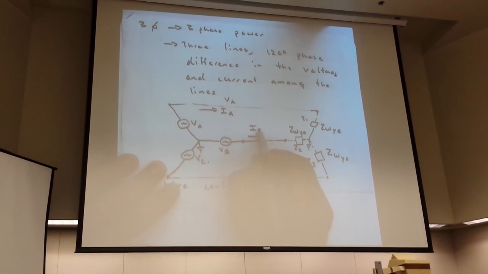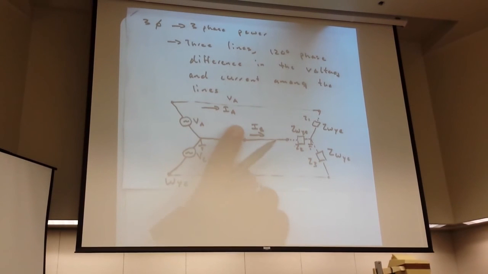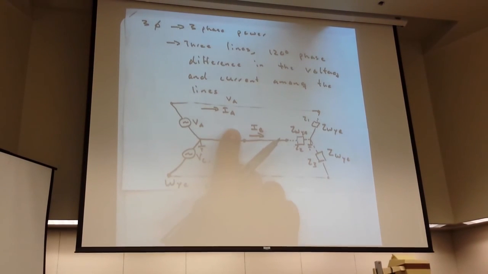And remember, these are oscillating. So I draw them pointed in a certain direction, but this is AC current, so it's oscillating back and forth. And how do we find IA? How do we find IA? The very first thing we ever talked about in this class. How would you find the current in there?